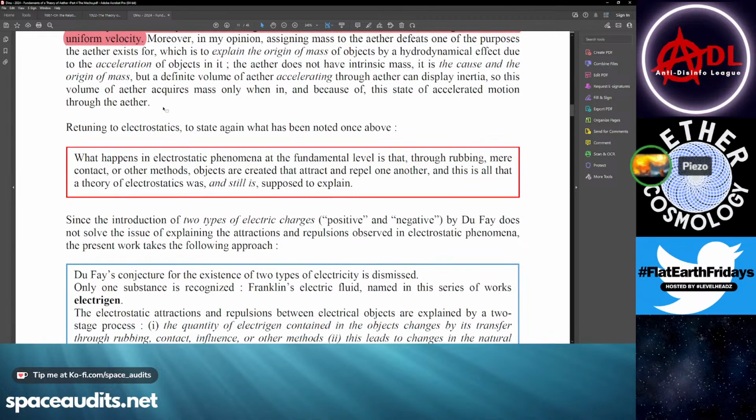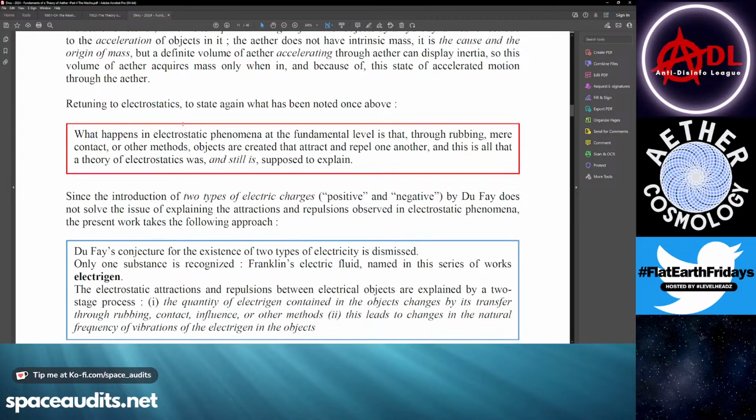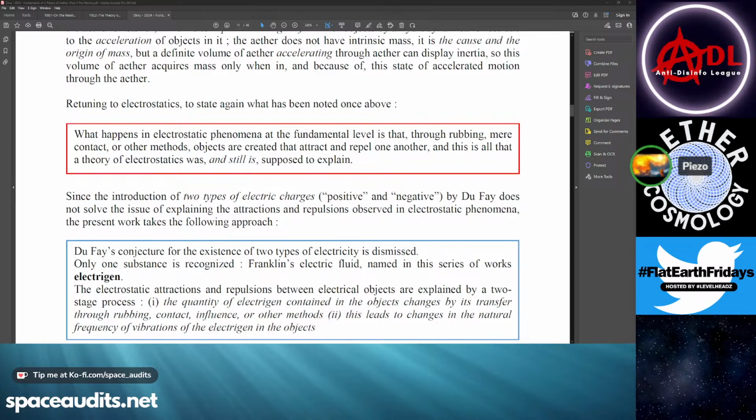Returning to electrostatics, to state again what has been noted once above, what happens in electrostatic phenomena at the fundamental level is that through rubbing, mere contact, or other methods, objects are created that attract and repel one another. And this is all that a theory of electrostatics was, and still is, supposed to explain.